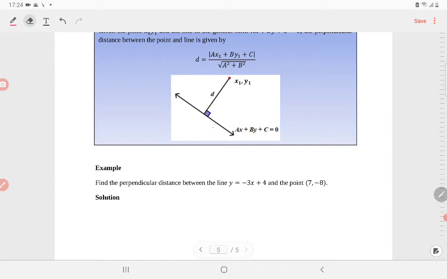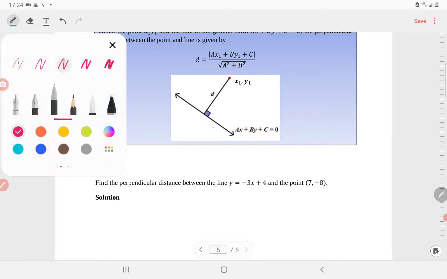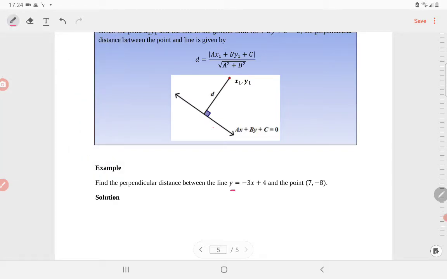So let's look at an example. We find the perpendicular distance between a line y equals minus 3x plus 4 and the point (7, minus 8). So that point (7, minus 8) is this point here. So we'll call that x1, y1.